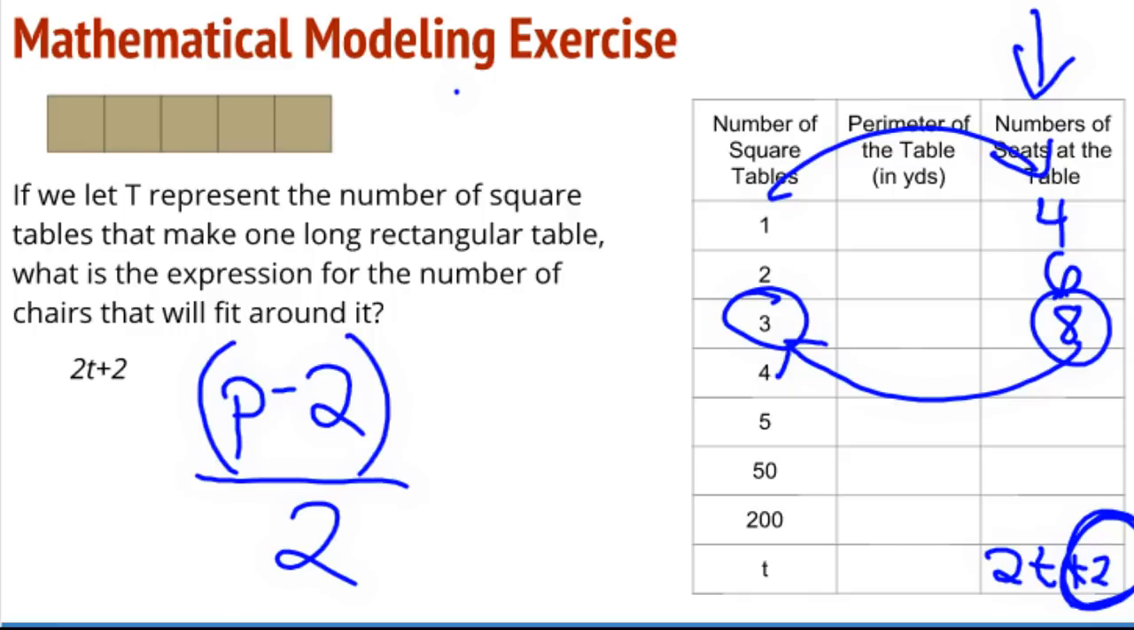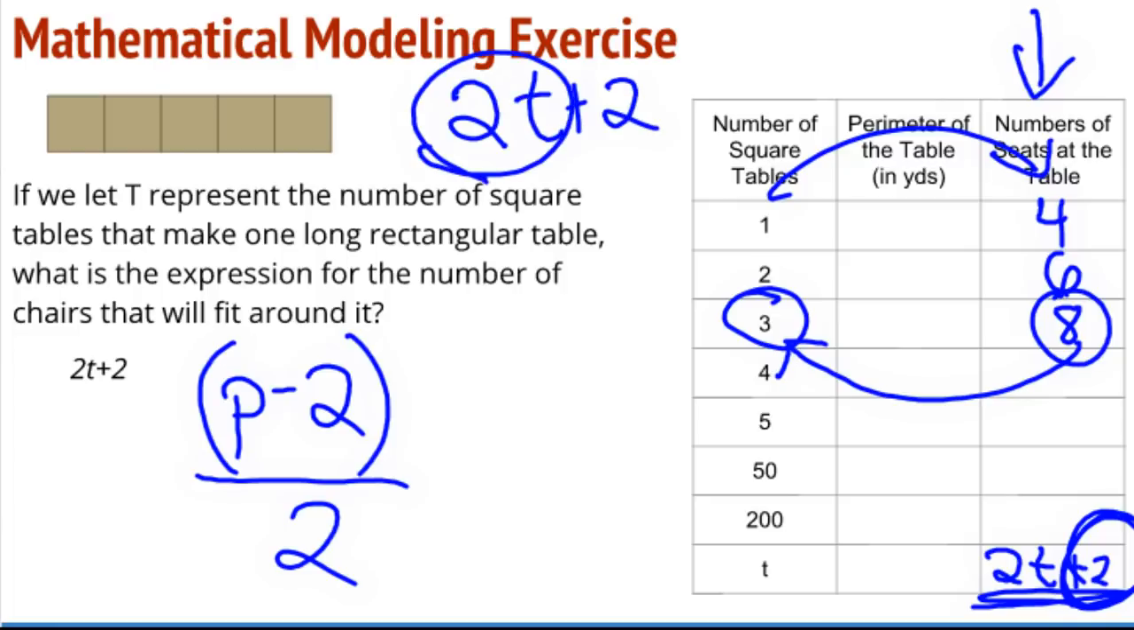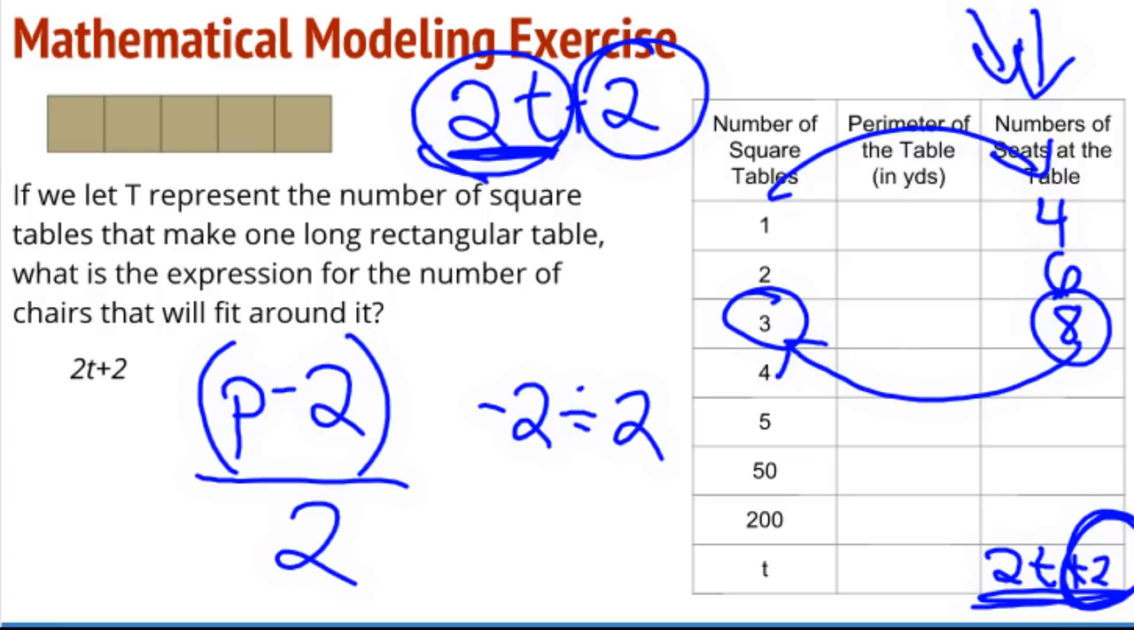So I'm going backwards from the order of operations with this 2t plus 2. The first thing I did was the multiplication. The second thing I did was the addition. Well, I am going to do the inverse operations. So I'm going to subtract the 2. And then instead of multiplying by 2, I am going to divide by 2. And I am going to start with the number of people that I had, because I'm starting with the number of people, the number of seats.